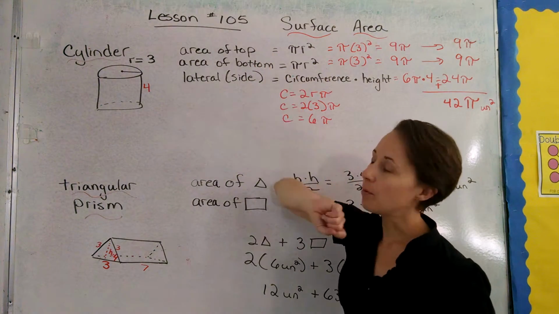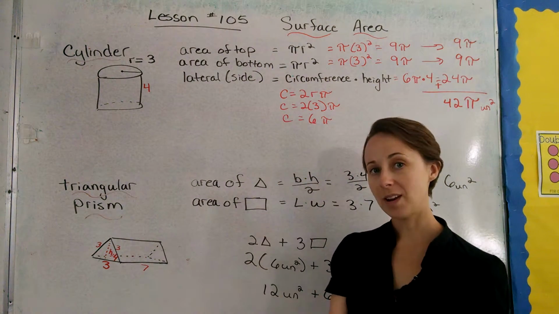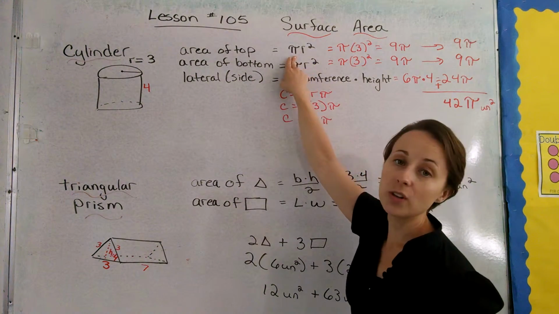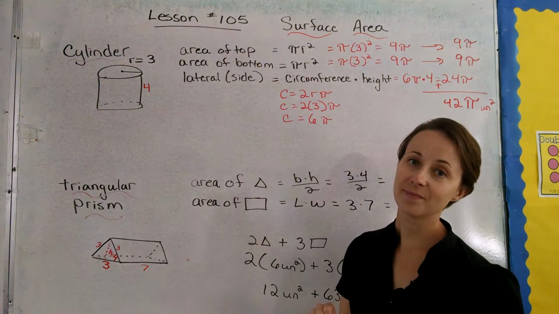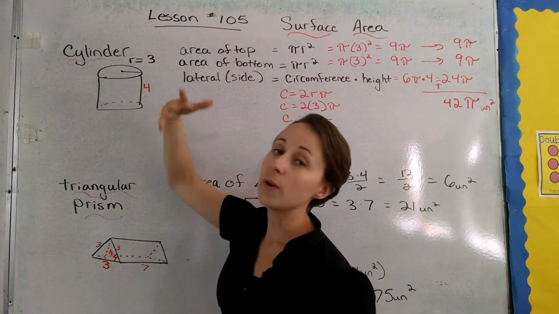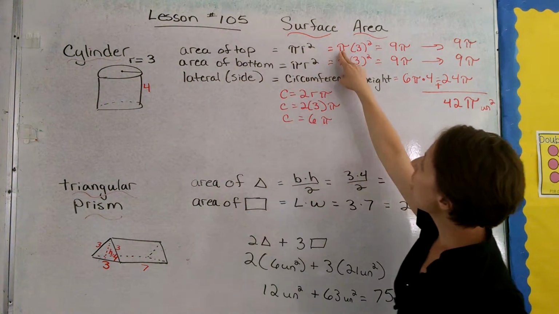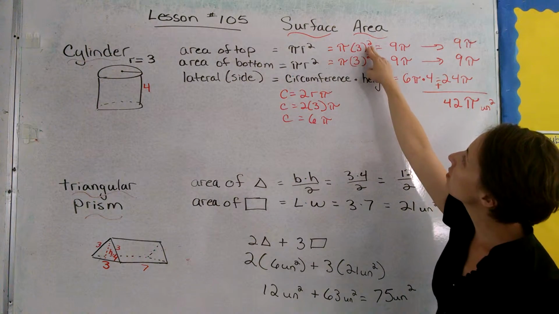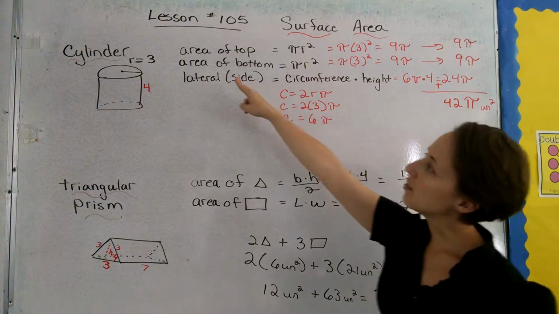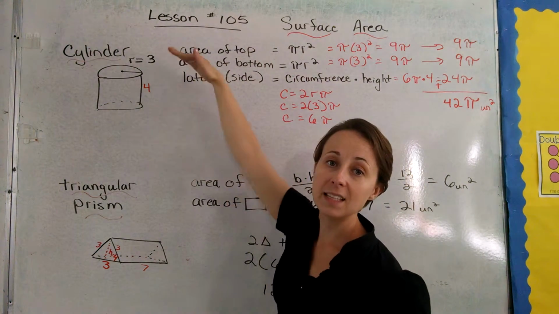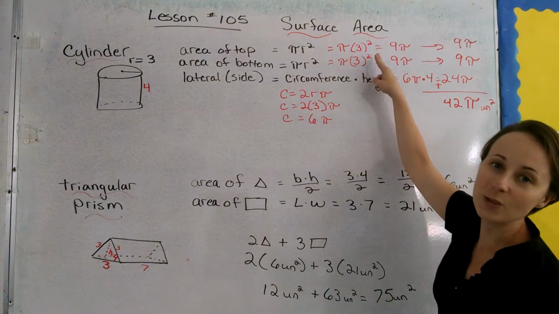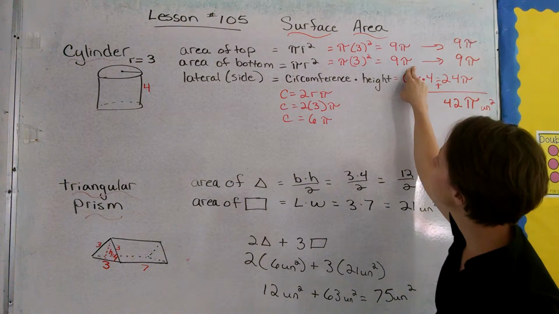To find the area of the top or the area of the bottom, use what you already know. You already know how to find the area of a circle. Area of a circle is pi r squared. For this picture, our r, or our radius, is 3. So pi times the radius of 3 squared is going to be 3 squared, which is 9, which gives me 9 pi. Same thing for the area of the bottom. It's going to be exactly the same as the top. It's pi times the radius squared, which is pi times 3 squared, which is 9 pi.